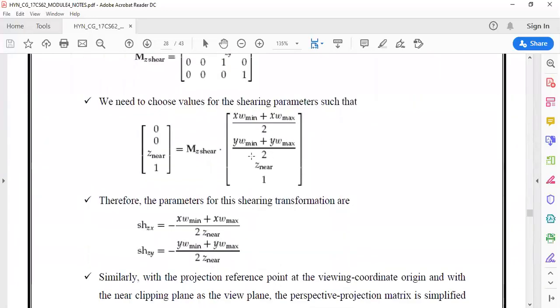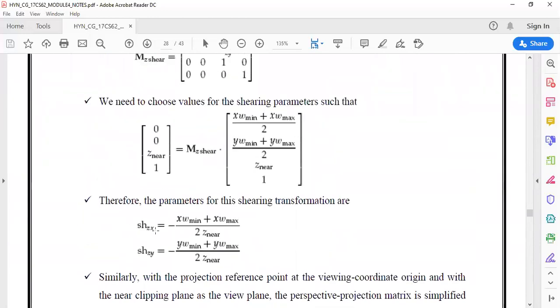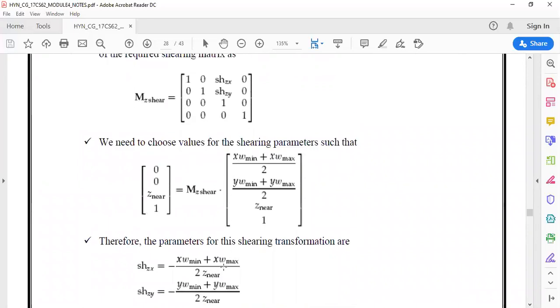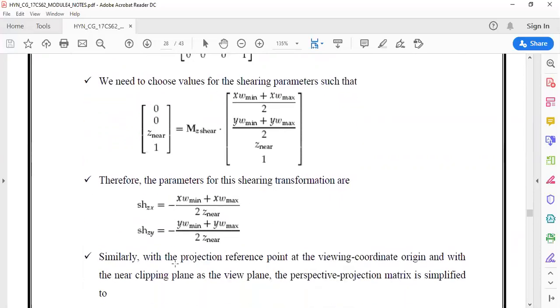Now if I multiply these two matrices, I will get the formula for SHZX. SHZX will be equal to minus (XW min plus XW max) divided by 2 into Z near. So just multiply these two matrices and equate it to 0, 0, Z near, 1. You will solve for SHZX, and you will get this value for SHZX and SHZY.